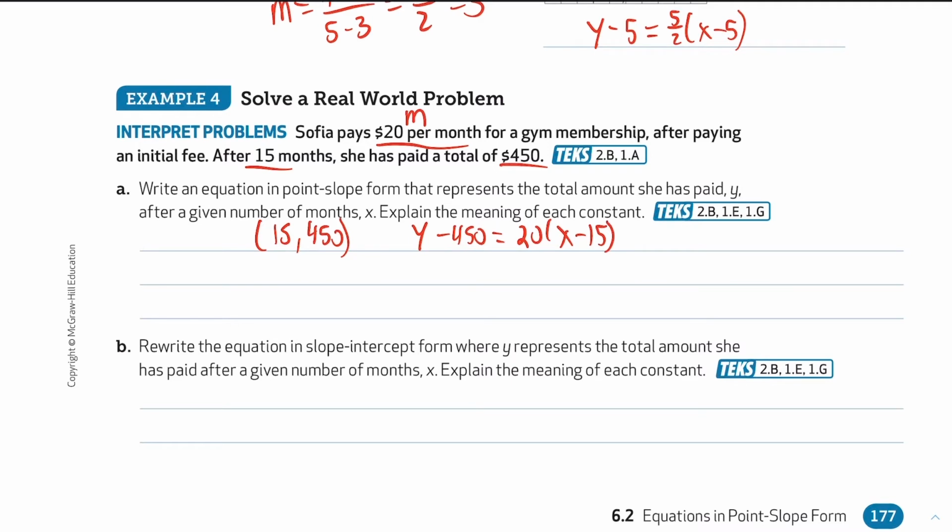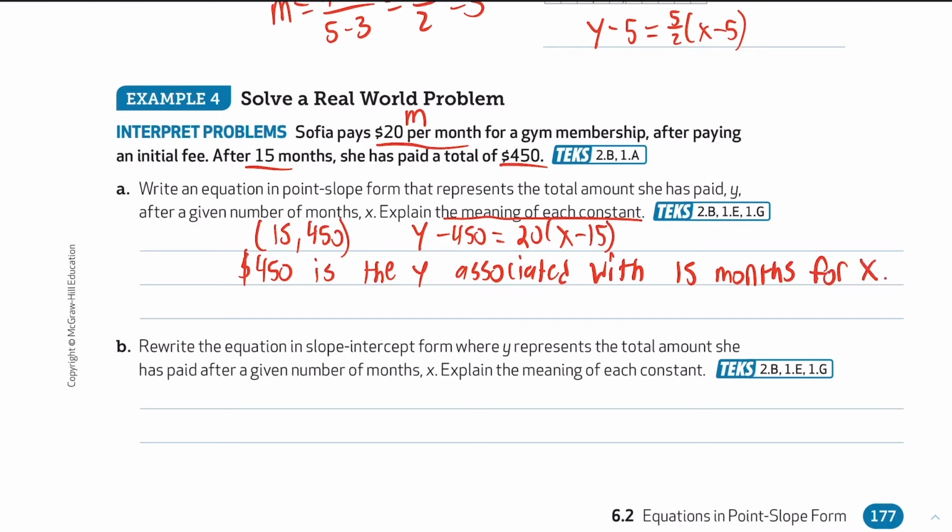We're going to explain the meaning of each constant. The constants are the ones that are not variables. So let's start with 450. $450 is the y associated with 15 months for x. So that explained 2 of them. Now we need to explain the 20. $20 is the monthly fee.